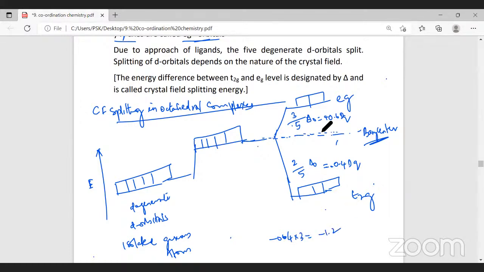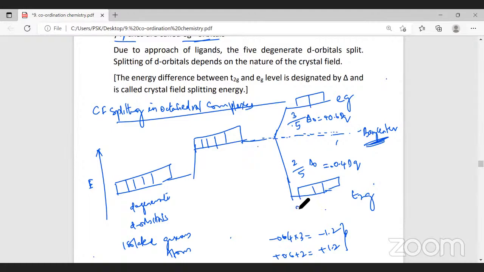Minus 0.4 into 3 is minus 1.2. Plus 0.6 into 2 is again plus 1.2. Plus 1.2 and minus 1.2, so the energy gets cancelled. Therefore, the complex remains stable.